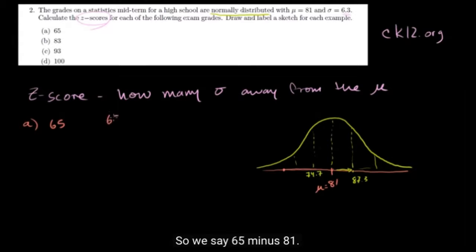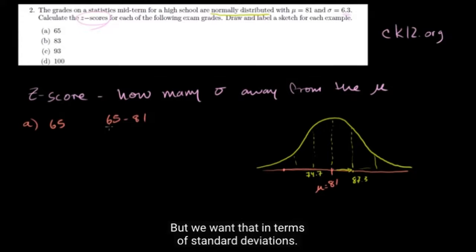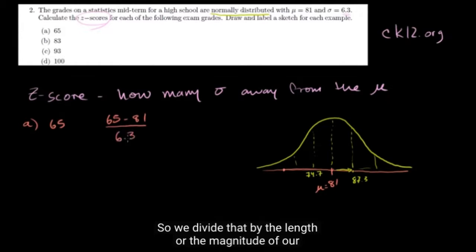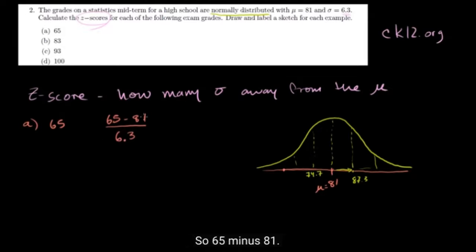So we say 65 minus 81. So that's already how far away we are, but we want that in terms of standard deviations. So we divide that by the length or the magnitude of our standard deviation. So 65 minus 81, let's see, 81 minus 65 is what? It is 5 plus 11, it's 16. So this is going to be minus 16 over 6.3.